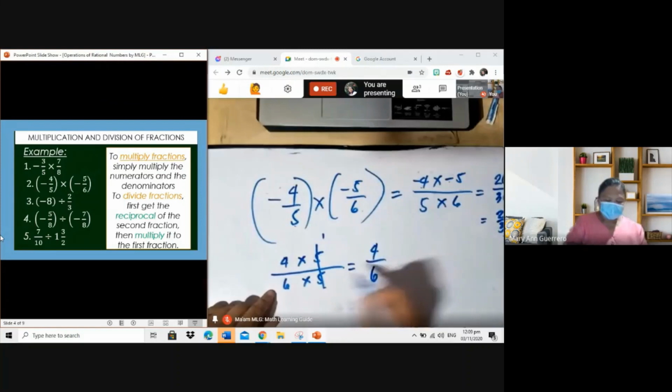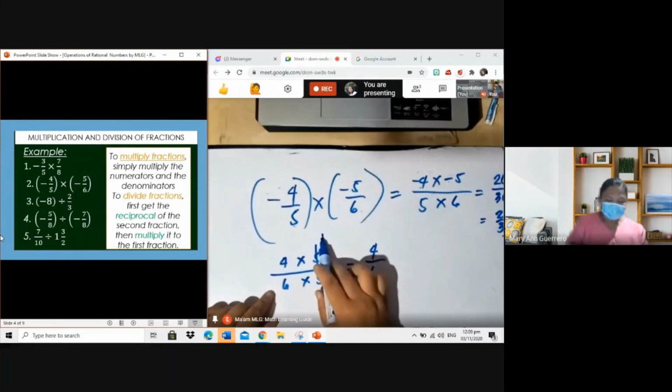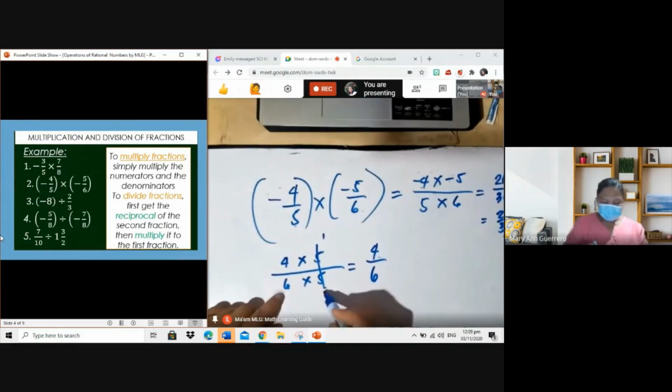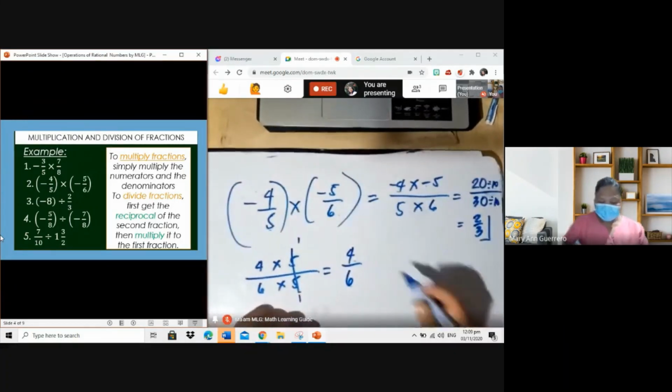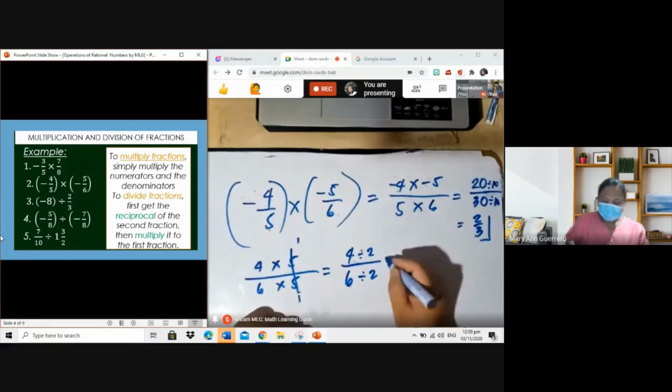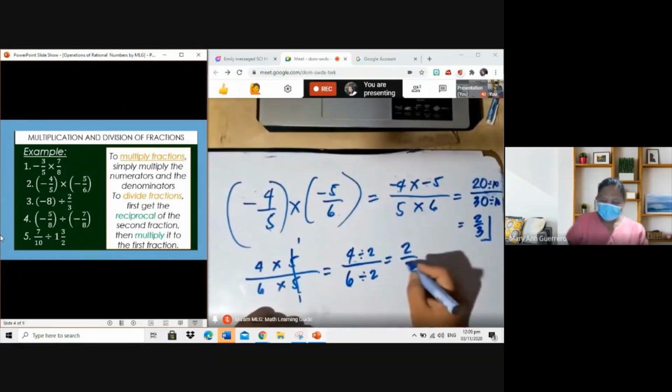Since 4 times 1, by the identity property, is 4, and 6 times 1 is 6, let us now simplify this. We have here 2 over 3. Still, the answer is 2/3.